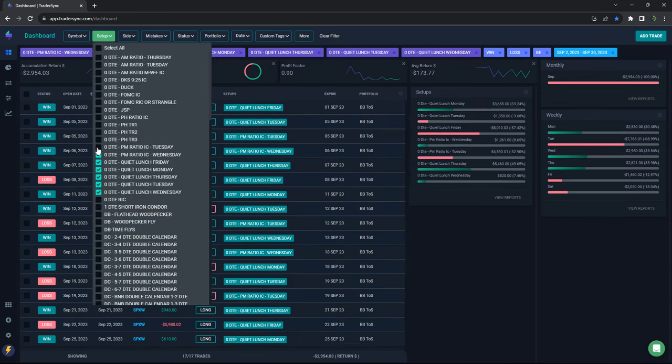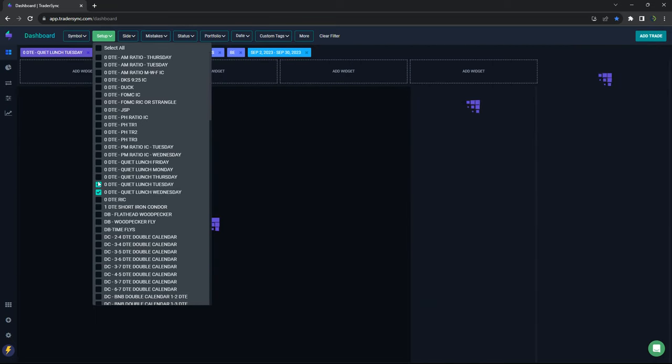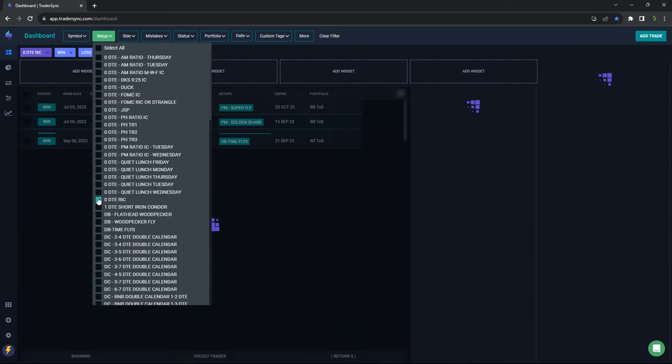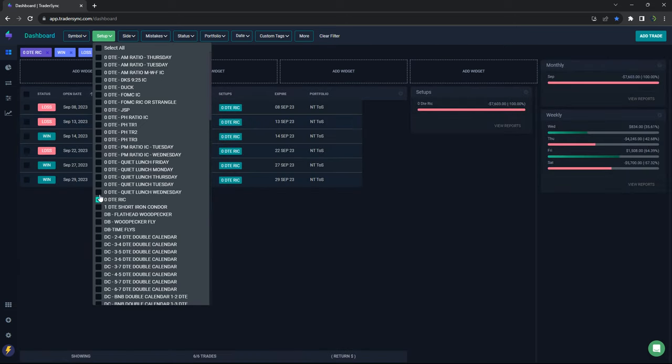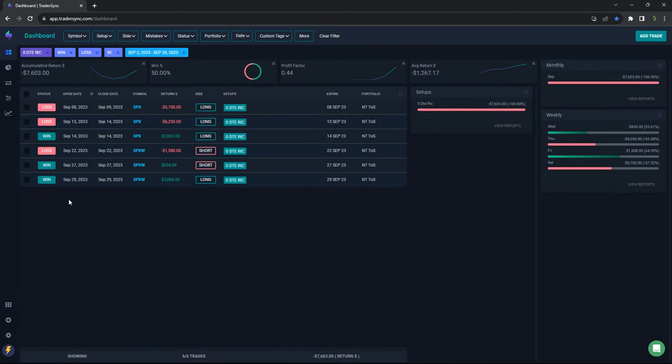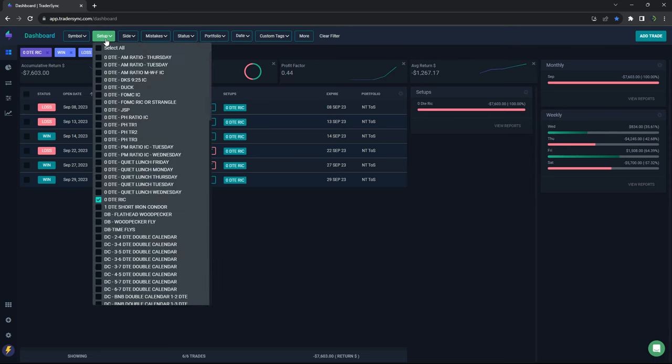And then lastly, the reverse iron condor, aka Uncle Rick, was red for the month, down a little over 7,600. So decent month for zero DTE. Certainly not our best, but, I would say, a little bit below average for zero DTE.